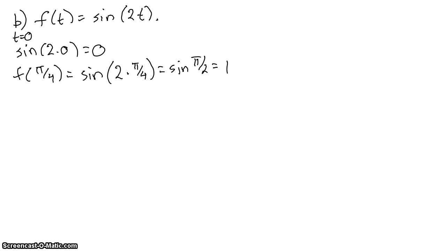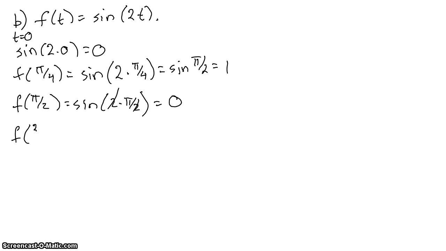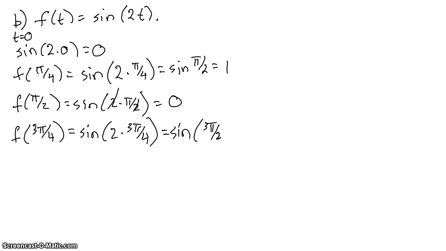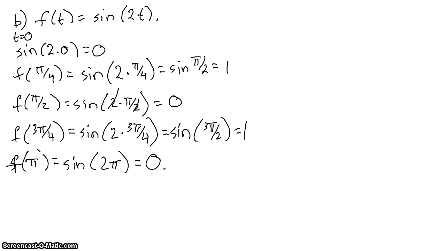Okay, before we had to go all the way out to t equals pi over 2 to get 1, but now we only have to go to pi over 4. f of pi over 2 is going to be the sine of 2 times pi over 2. That is the sine of pi, because the 2's cancel. Sine of pi is 0 again. And f of 3 pi over 4 is going to be the sine of 2 times 3 pi over 4. So we do some cancellation, and we get 3 pi over 2, which is -1. And then if we go to pi, that's going to be the sine of 2 times pi, which is 0 again. Okay?